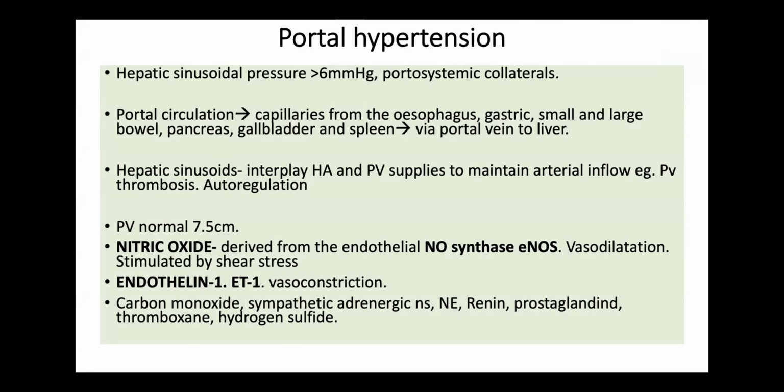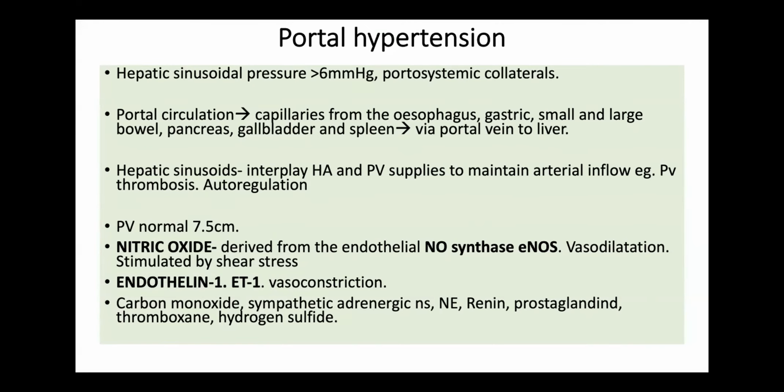Moving on to portal hypertension itself. Portal hypertension is increased hepatic sinusoidal pressure of more than 6. You develop portosystemic collaterals. In terms of your portal circulation, you have basically your capillaries from your esophagus, your gastric capillaries, small and large intestines, pancreas, gallbladder, and spleen that go via the portal vein to the liver, to simplify it very, very, very simply.